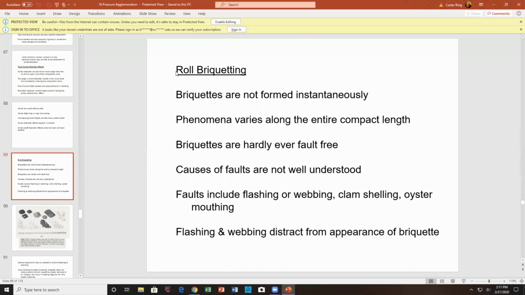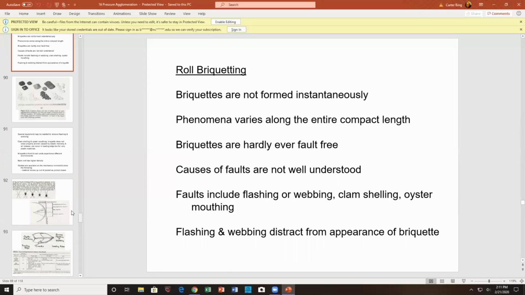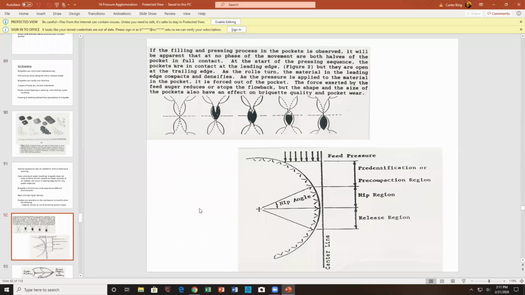Moving on, roll briquetting. It would be interesting to see what we've got here, to give you an idea of what's going on. We're going to make a briquette here. We have our nip, the pre-densification, pre-compaction, nip region, release.